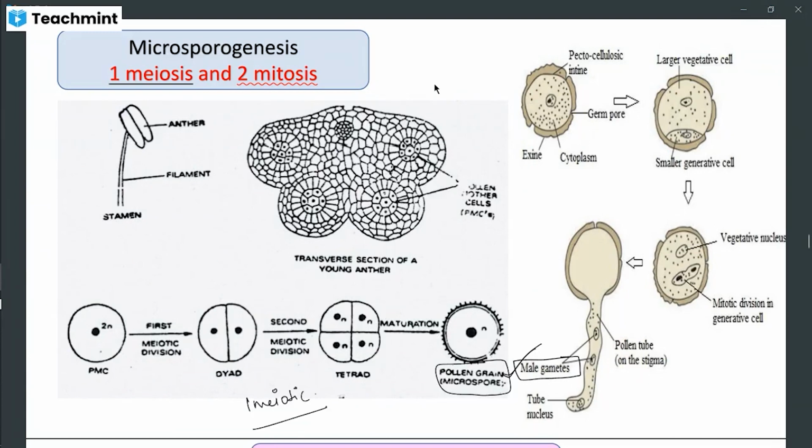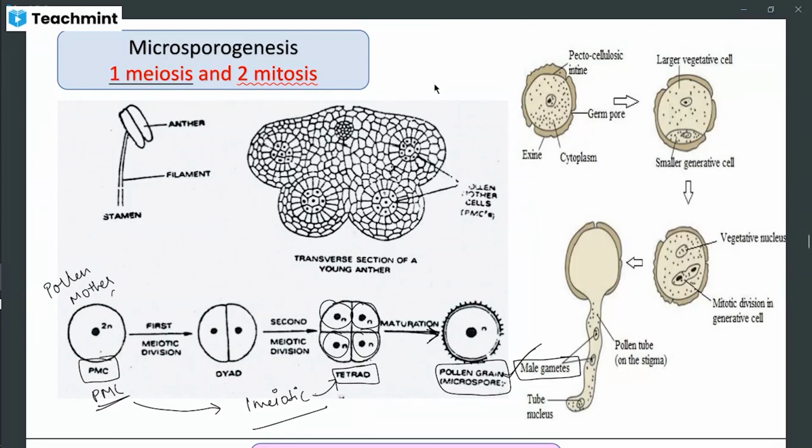So one meiotic division results in how many cells? Four. So what do you mean by PMC? PMC undergoes one meiotic division to produce four cells which are in the form of a tetrad, and all these four cells mature and lead to the formation of your pollen grain. So what do you call this PMC? Pollen mother cell.